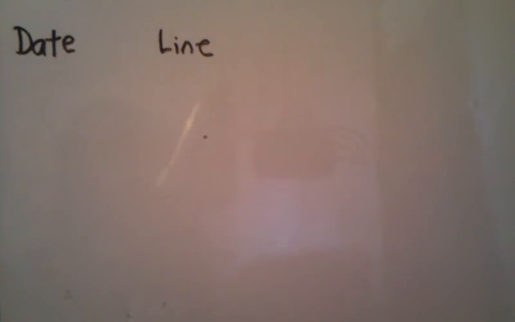Go ahead and skip a space. Put today's date. Okay, today we're going to talk about geometry, undefined terms. We're going to talk about a line. Our goal for this lesson is to list properties and characteristics of the undefined term line.